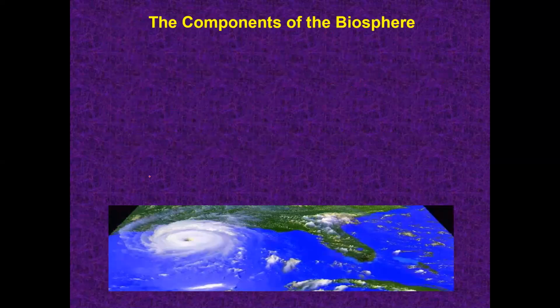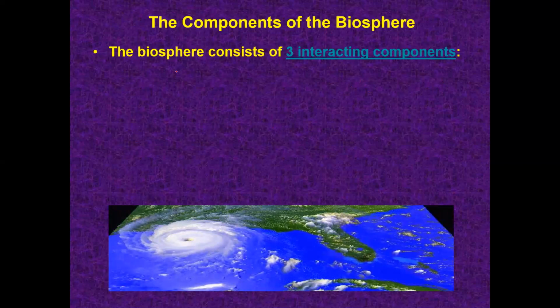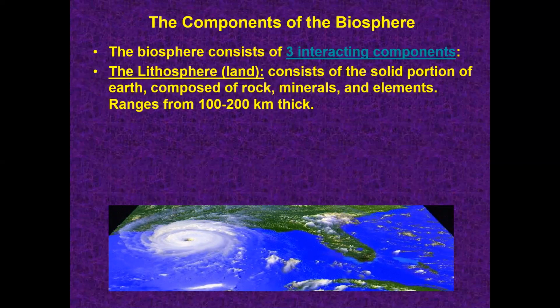So components of the climate, biosphere. The biosphere consists of three interacting components. The first component is the lithosphere. Anytime we see this word litho, that just means rocks, okay? So the solid portion of where life can be found. And the lithosphere itself is that thin crust that we float on. It's about 100 to 200 kilometers thick. And then below that is magma that can spew out in volcanic lava. When the magma comes out of the ground, it's called lava.